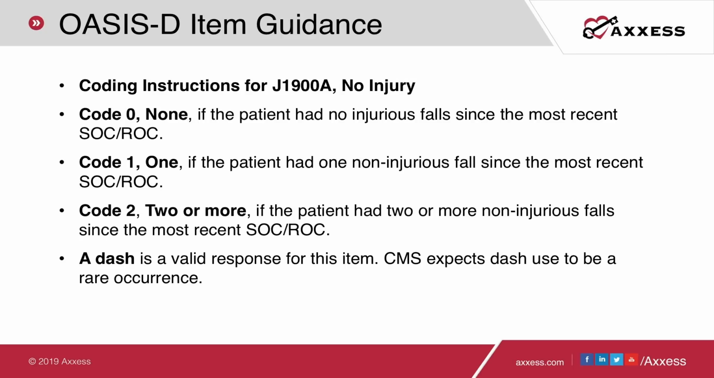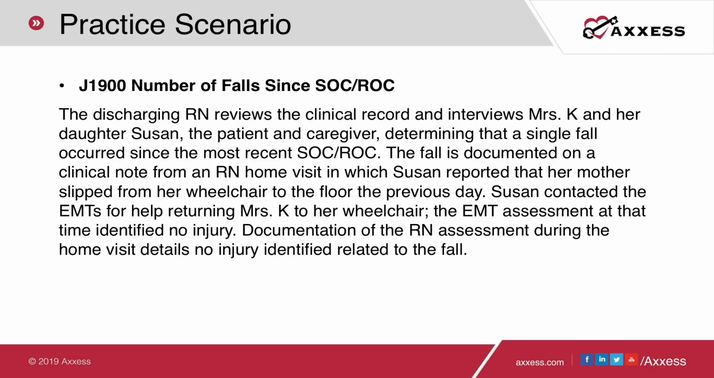So as you're going through J1900, what we're looking at is, out of all the number of falls that the patient had, how many of each of those falls were either no injury occurred, it was a minor injury, or a major injury. And you're going to answer using none, one, or two or more. At J1900, we're going to do an example here.